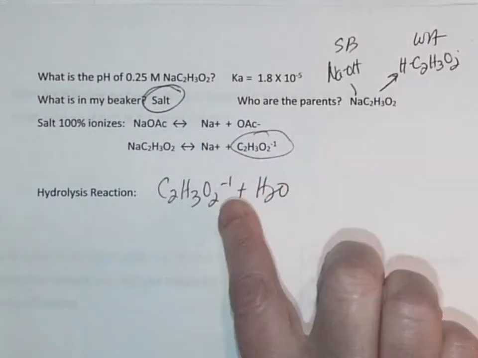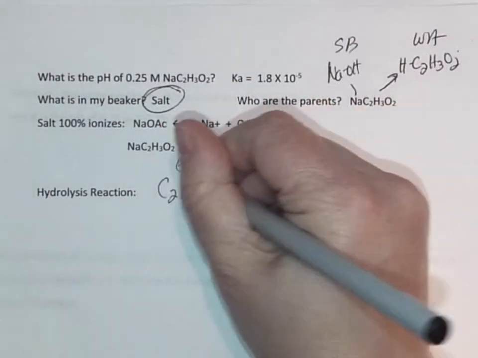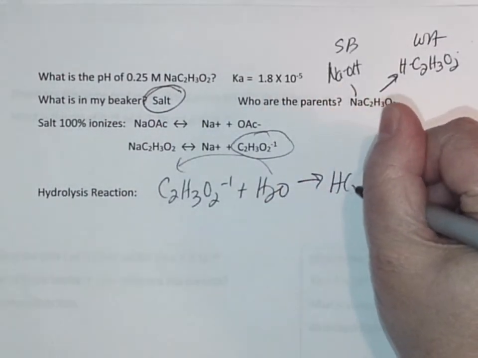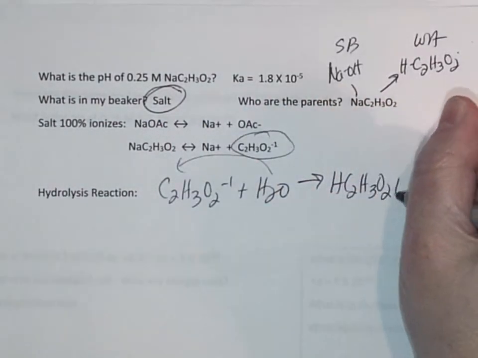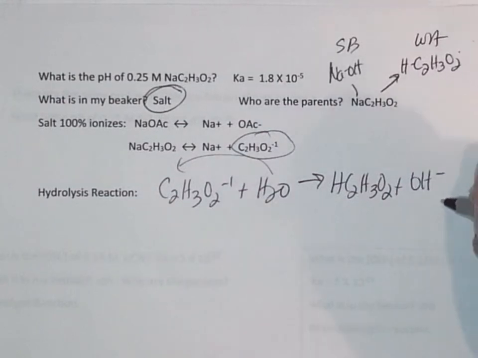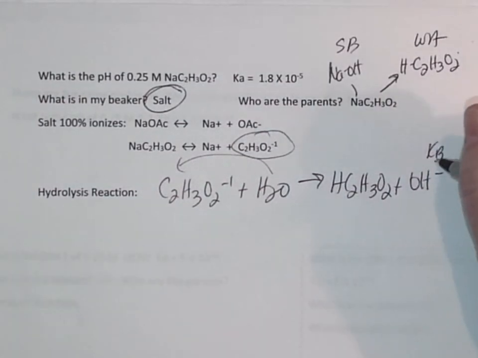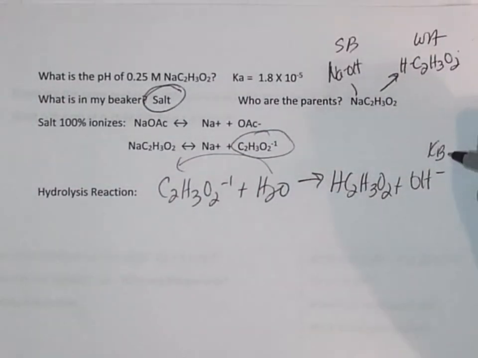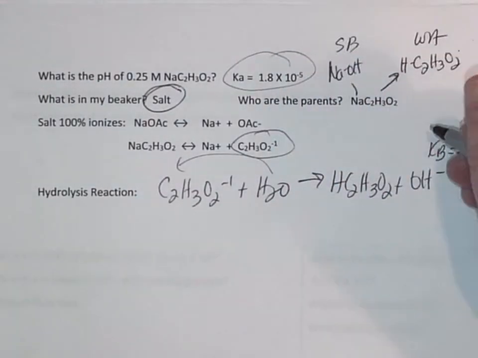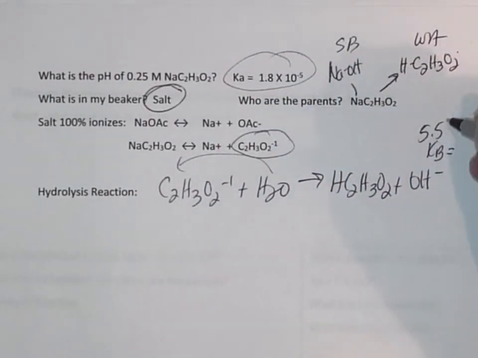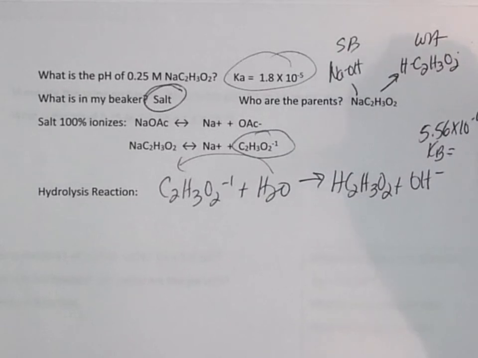C2H3O2-1. There's your base, right? So it's going to accept it. Becomes HC2H3O2 plus OH minus. Boom! I need a Kb. We know the formula to be able to do that, and I calculated it because it only gave me a Ka. It's 5.56 times 10 to the negative 10.